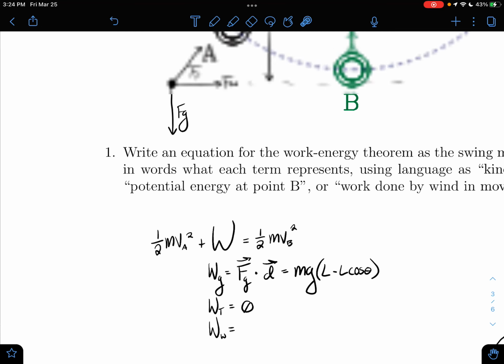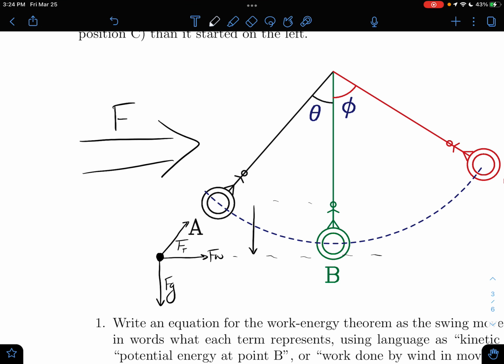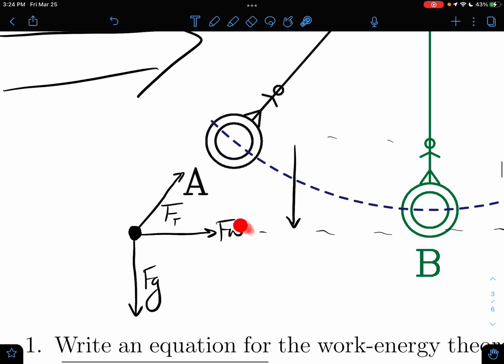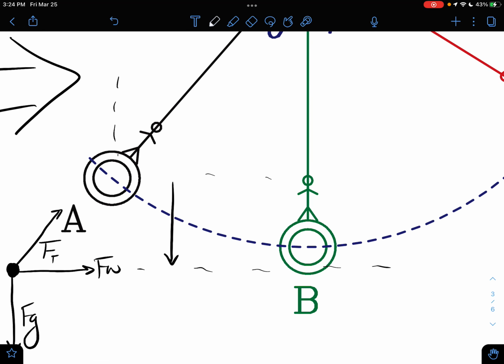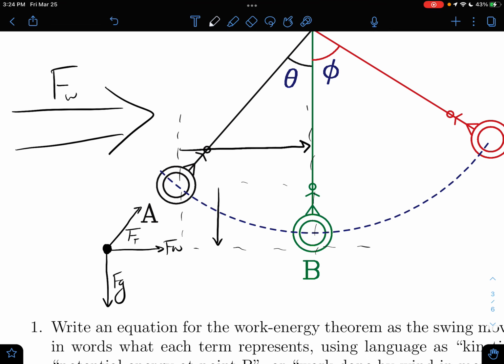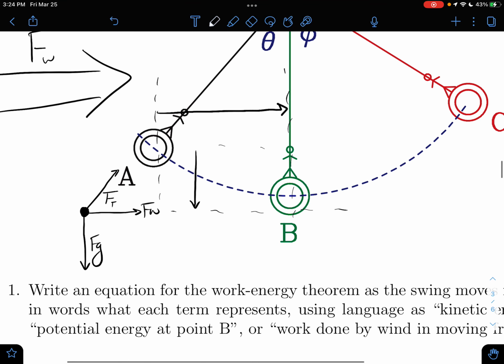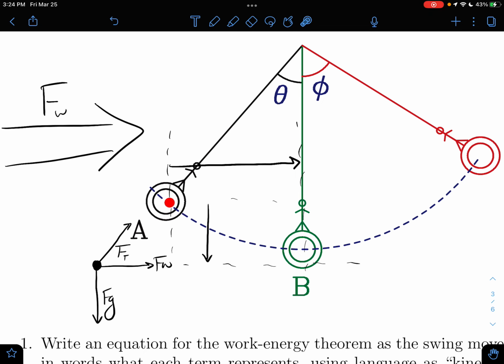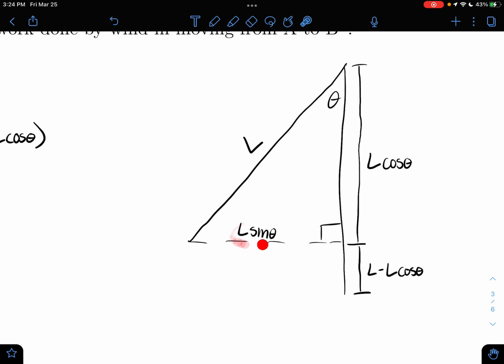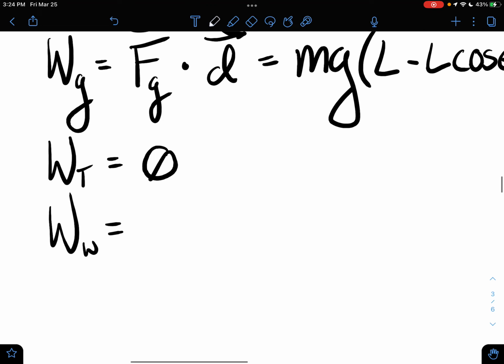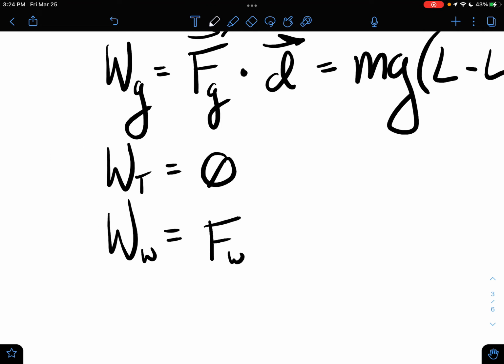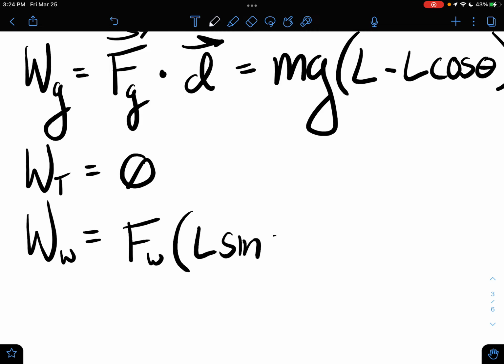Now we get our work done by the wind. We're given our force, Fw, over here. And now we have to do the same thing we did with gravity. Here's our wind acting in the x direction. From here over to here, there's our x displacement. It's going from the bottom corner over here directly across. It's going to be this distance, which we said was our L sine theta. So this is our force from the wind times our L sine theta.